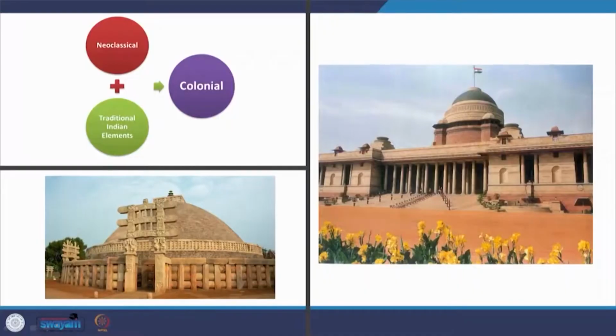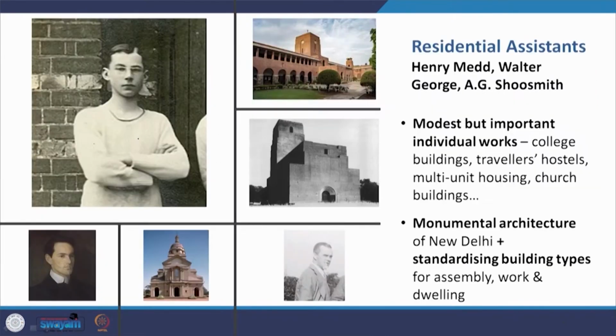Now when we look again at colonial architecture, I told you that this is a coming together, an addition of neoclassical with traditional Indian elements, in this case the Sanchi Stupa, and thus we get colonial architecture. Then we had looked at the works of Swinton Jacob and Herbert Baker in the Secretariat buildings, the Parliament building, the development of Connaught Place, the overall layout of New Delhi proposed by Edwin Lutyens, and the coming in of the Lutyens bungalow zone. All those aspects we looked at last time.